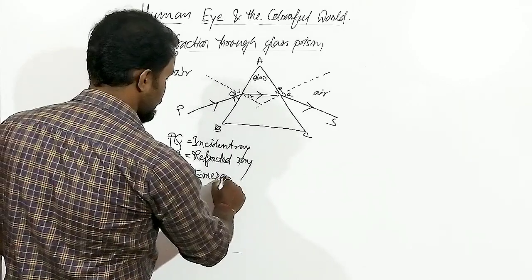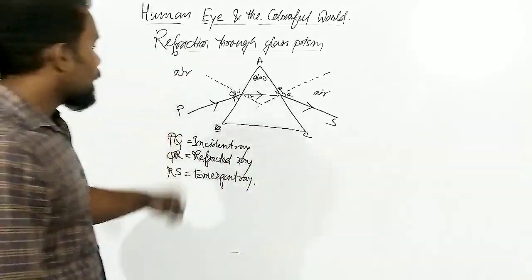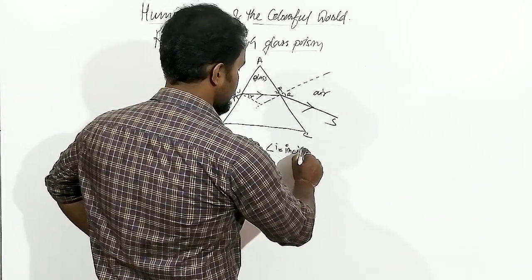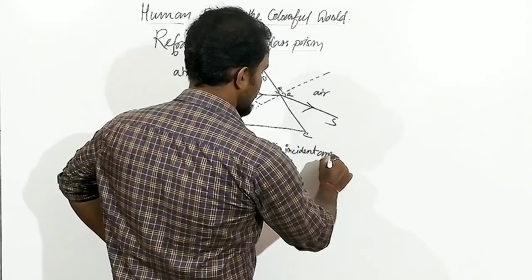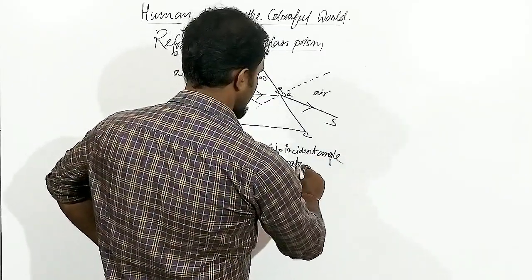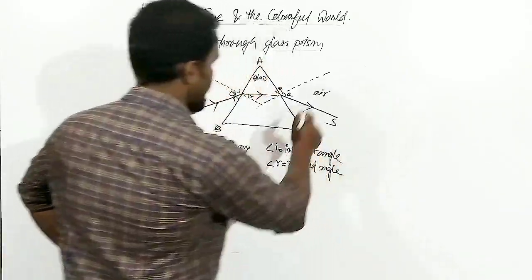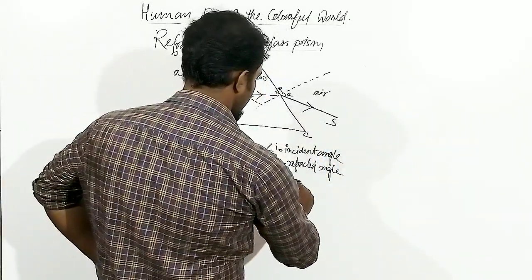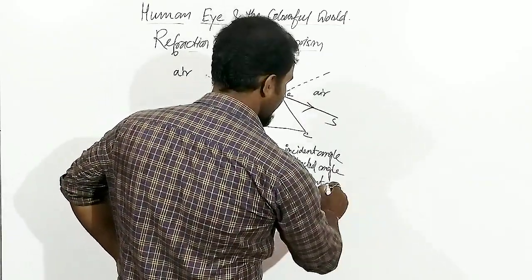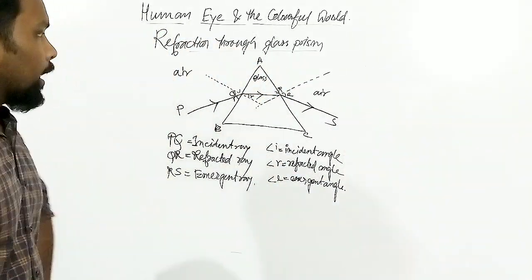Okay, emergent ray. Again, we have some angles. Angle I is the what? Incident angle. Angle R is the what? Refracted angle. Angle E is what? Emergent angle, or you can say angle of emergence. Okay, we have got it.